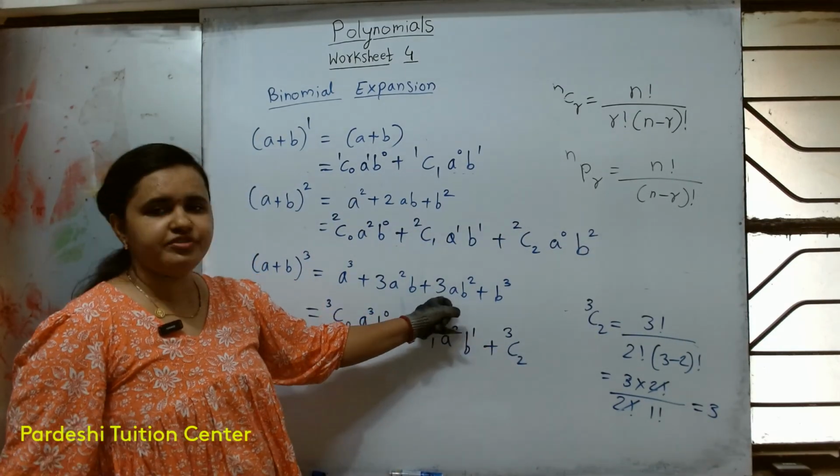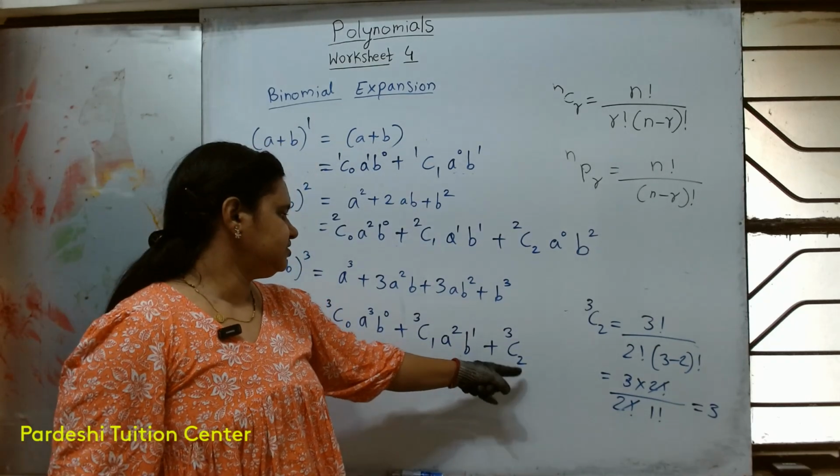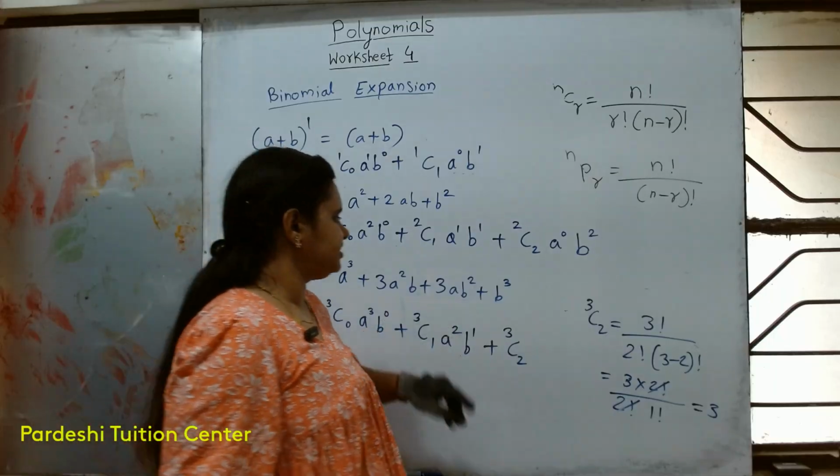Here also the coefficient is 3. So it is checked, okay. 3C2 answer is coming as 3. So it is matched, okay.